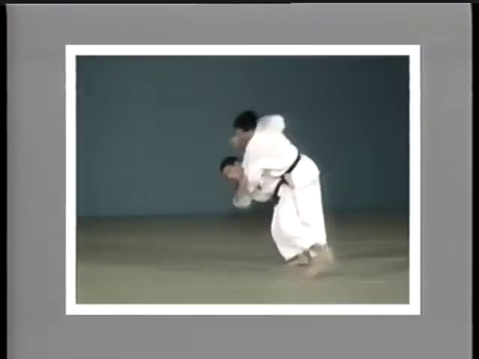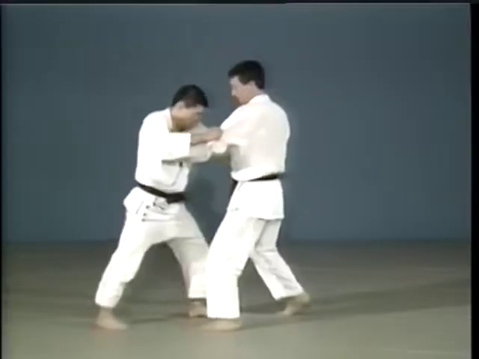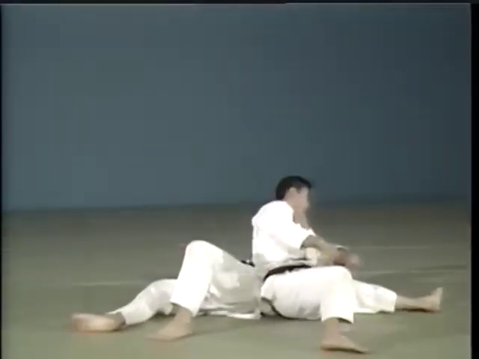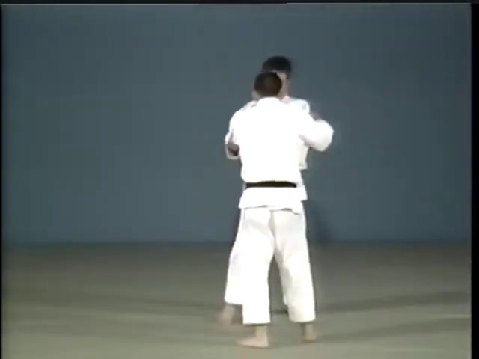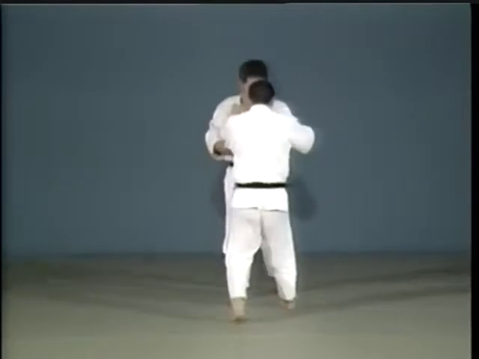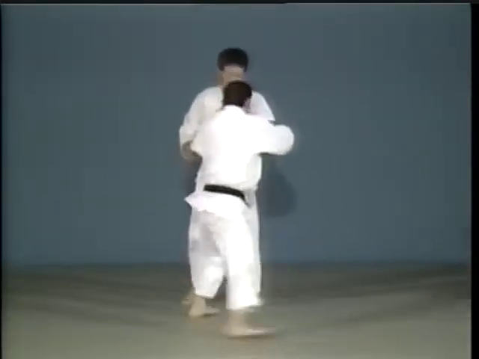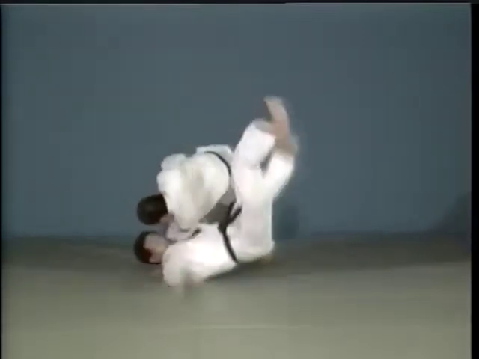Harai-makikomi. In Harai-makikomi, you lift your opponent up using Harai-goshi, then throw, wrapping him around you. There are two ways to throw. In the first method, lift up your opponent and wrap him around you as you grasp him by the arm like this.